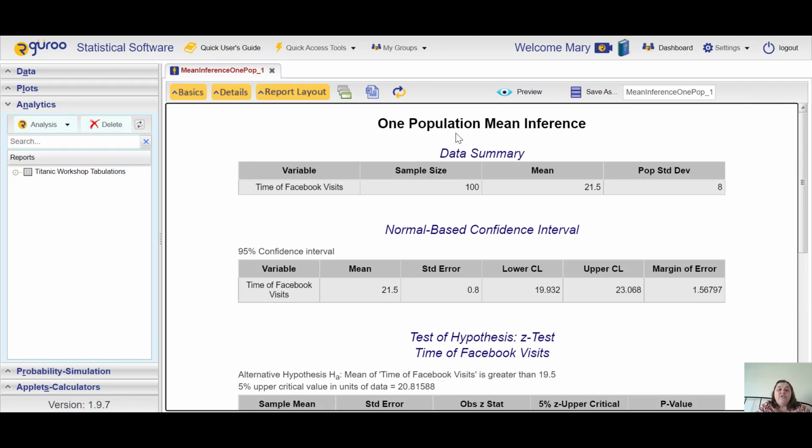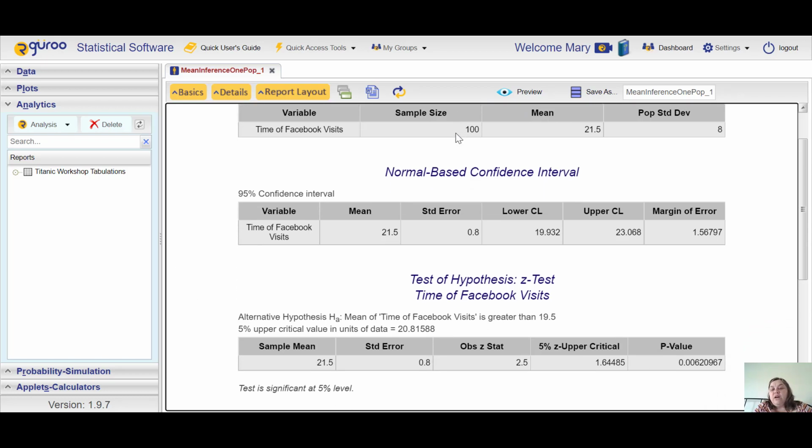And you'll see they give us a lot of information. At the top, they give you the data summary. You just look over that and make sure that agrees with what you had entered. Next, if you did the confidence interval, that will pop up next so that we can see our lower boundary is 19.932 and our upper boundary is 23.068. So the true population mean time of Facebook visits is somewhere between 19.93 and 23.07, which is above 19.5. So this is saying that it is above.